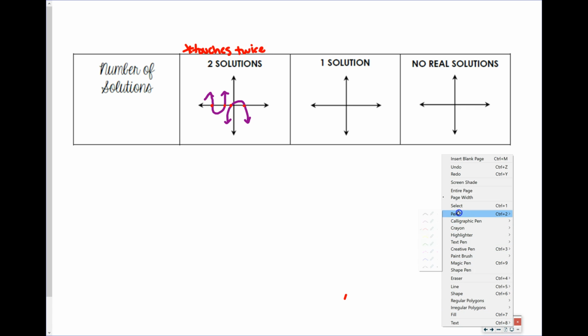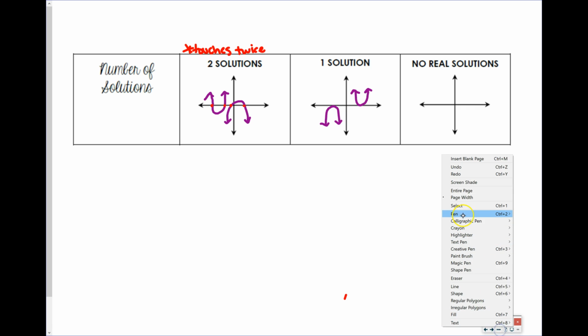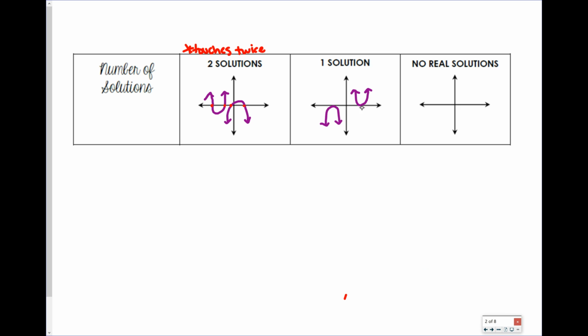The other type is where it has just 1 solution, and that's a very unique looking graph, and that's where the graph touches it at 1 distinct point. So right here, it only touches the x-axis at 1 point, which happens to be the vertex. So it only touches once at the vertex. So that's when a parabola has 1 solution, 1 x-intercept.